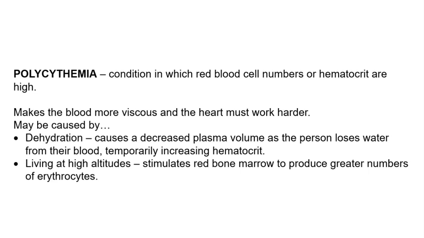So this means that there are more erythrocytes in that same volume of blood because that volume of blood has lost some of the water associated with the plasma. And this temporarily increases that individual's hematocrit. Living at high altitudes also causes polycythemia because the lower oxygen absorption into the blood causes the red bone marrow to produce greater numbers of erythrocytes as a response.